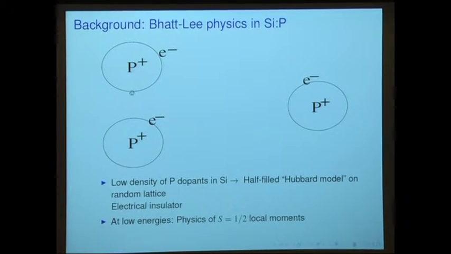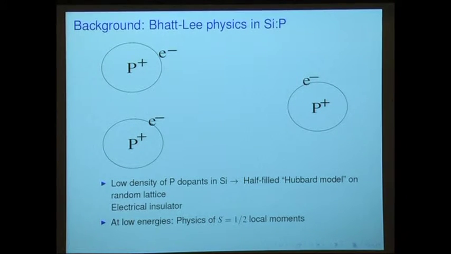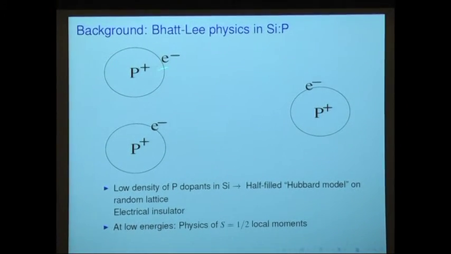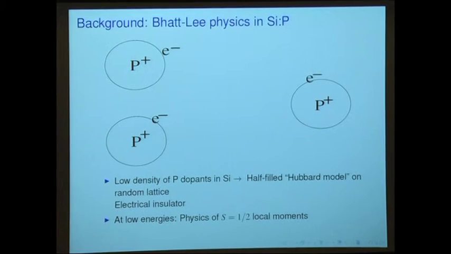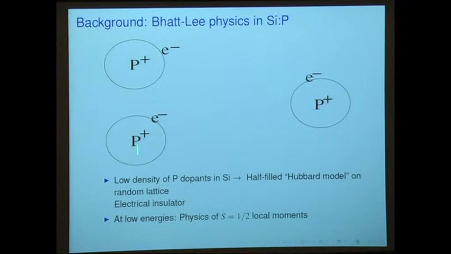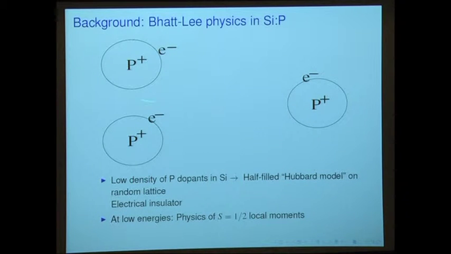So let me start with some background because this is a diverse audience. If you go back to the early 80s literature on phosphorus doped into silicon at very low dilution, at very low concentration, you have this picture of each phosphorus atom forming a sort of hydrogenic atom where there's a P plus center and an electron orbiting around it with a very large Bohr radius. And if you're dilute enough, these electrons don't really manage to tunnel from one phosphorus to the other. There's no conduction, there's no impurity band. And it's better to think of this as a system of interacting spin half moments, one moment corresponding to each dopant.